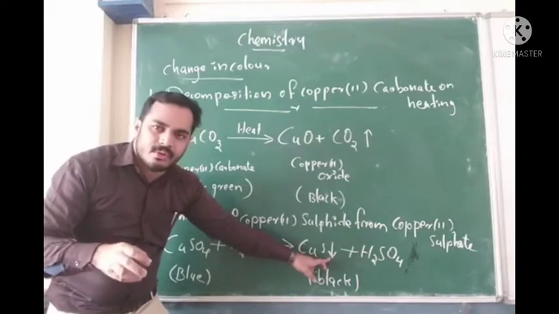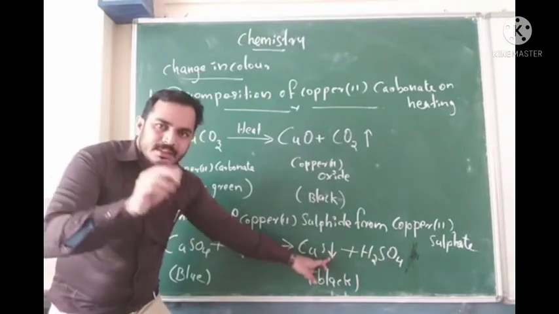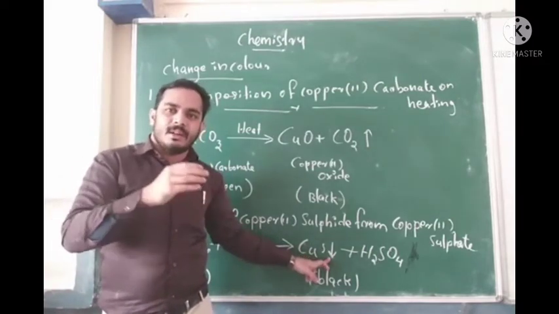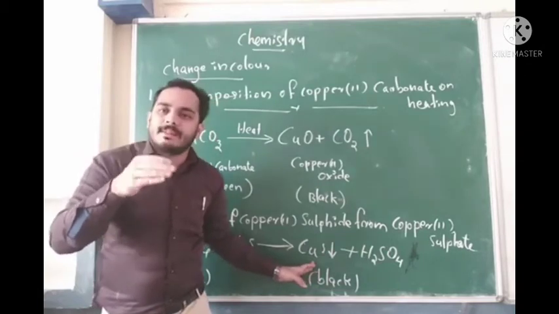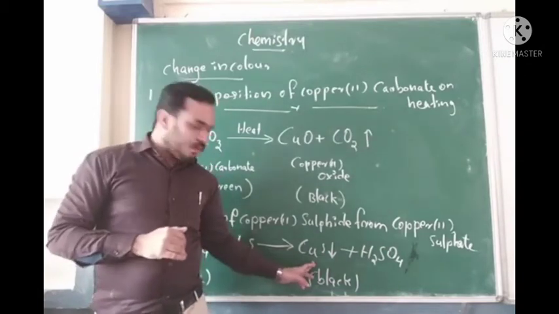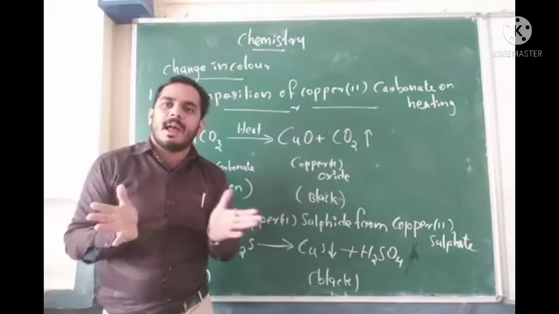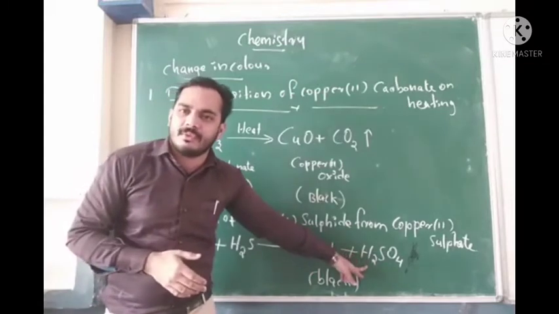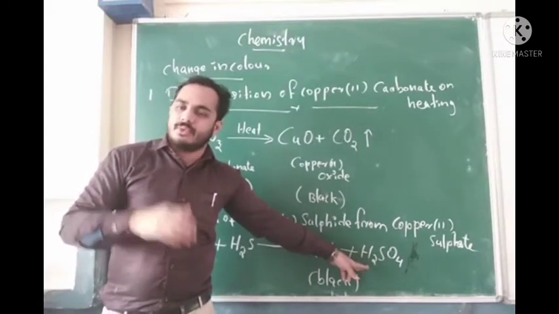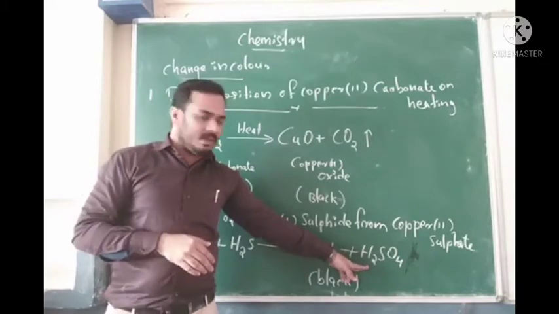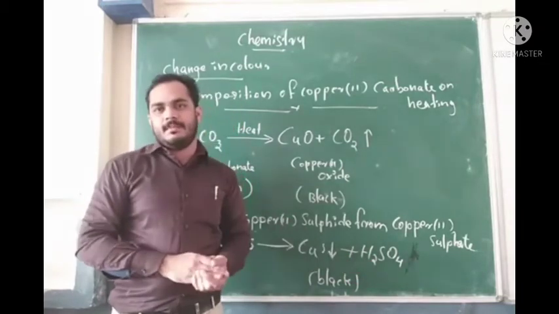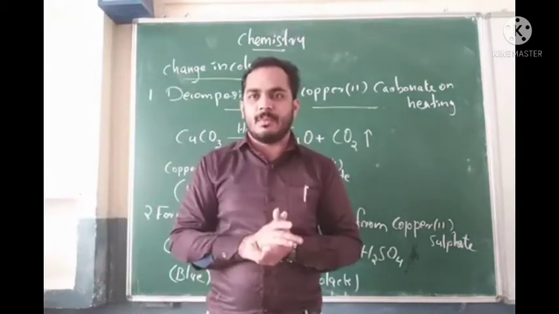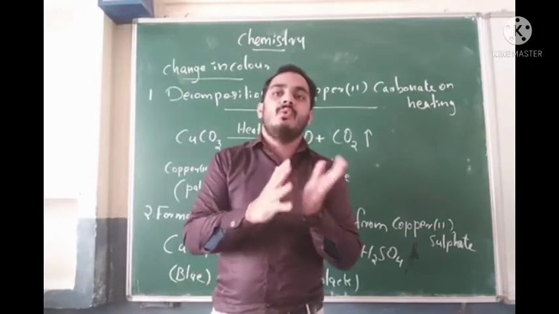One arrow is also mentioned here in a downward direction. That means that when hydrogen sulfide is introduced into the copper sulfate, the copper sulfide formed settles down. What is the color of that copper sulfide? It is black in color. So blue turned to black color. And one more product is also formed, sulfuric acid. So these two examples give very clear ideas about how color changes.